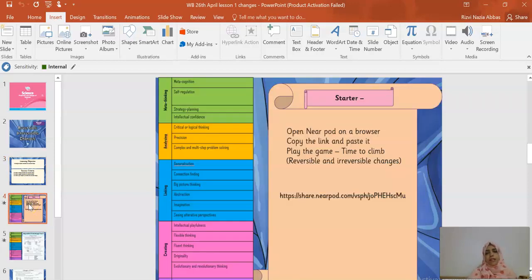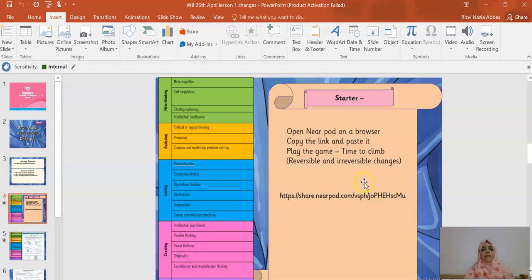In the last lesson, you identified some of the reversible and irreversible changes. You sorted them into two groups. In our starter today, we are going to do it on Nearpod. If you are on Teams, then we can do it on Teams. If you are not attending Teams, then you don't have to worry. You can copy this link into a browser and you can do the lesson anytime and anywhere.